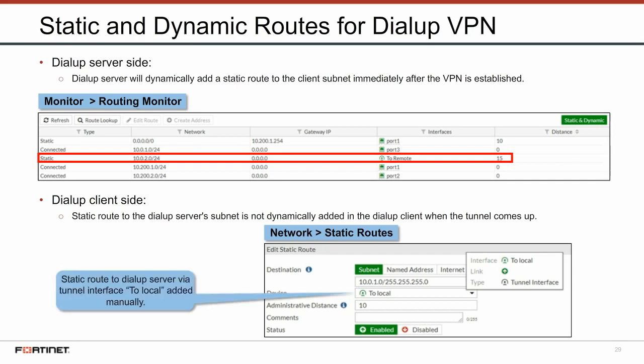The Dialup server will add a static route dynamically to this subnet immediately after the VPN is established. That way you don't need to manually configure the Dialup server FortiGate with all of the static routes for each Dialup client FortiGate. A static route to the Dialup server's subnet is not dynamically added in the Dialup client when the tunnel comes up. This route must be added to the configuration.